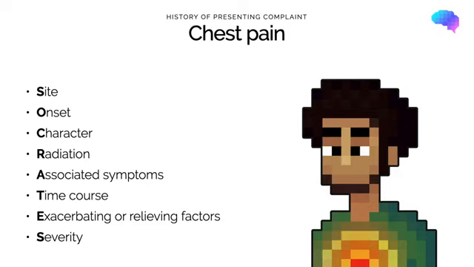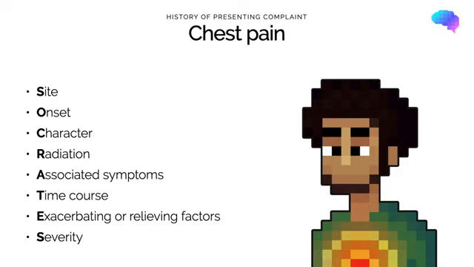on the chest. Next, we need to ask about radiation of the pain, and by that I mean, does the pain move anywhere else? Chest pain associated with myocardial infarction typically radiates to the left arm, neck, and jaw.